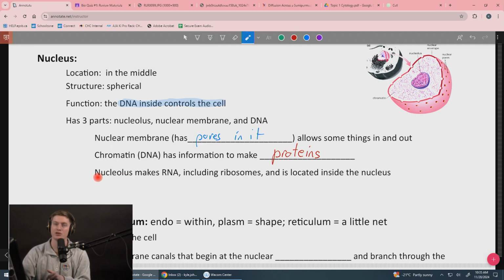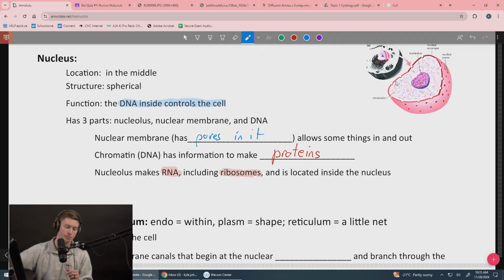And then we have the nucleolus in the middle. This makes RNA, including something called a ribosome, and it's located inside the nucleus. I want you to think that the nucleolus makes RNA and ribosomes. I'm going to color these in red, relating to protein, and you'll see why in a moment. So the nucleolus makes the RNA. The nucleus itself stores the DNA. The DNA is all around this nucleolus here.